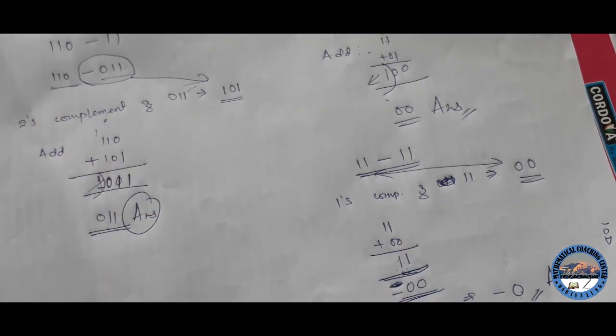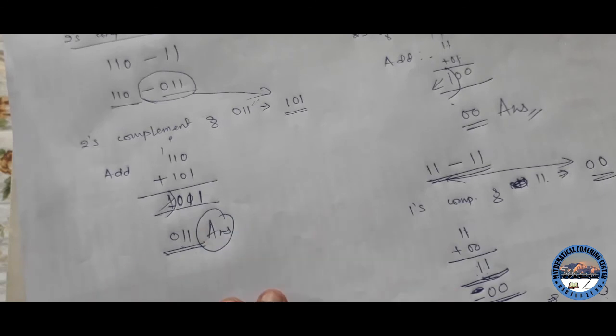So we follow 2's complement subtraction. Computers follow 2's complement subtraction. So while designing the circuits, it follows the 2's complement operation. So this is the case.